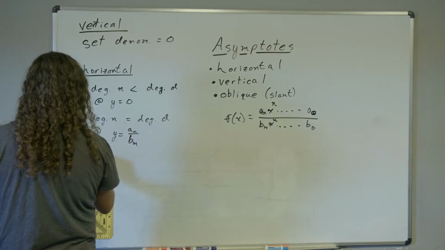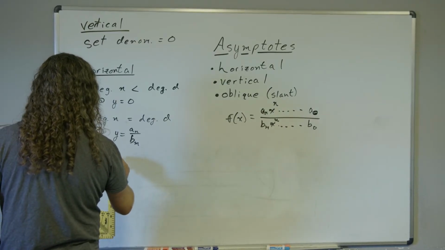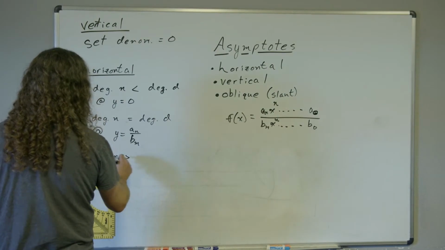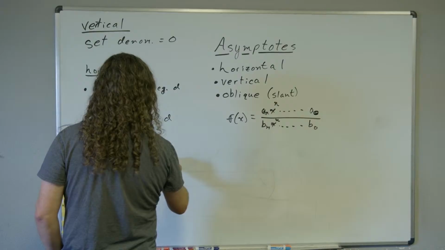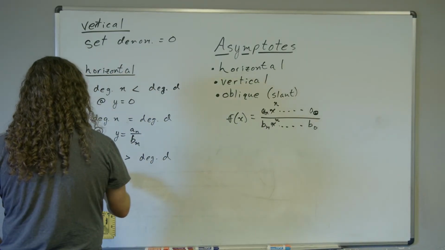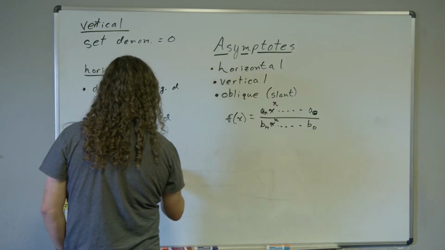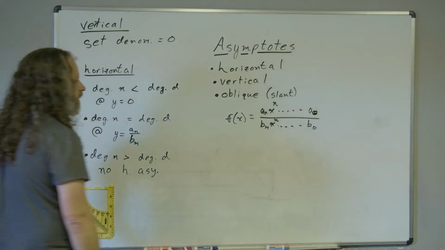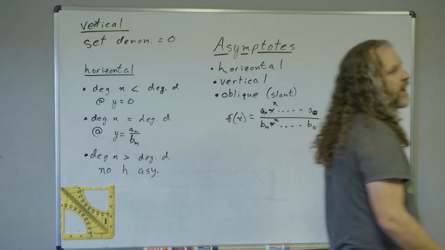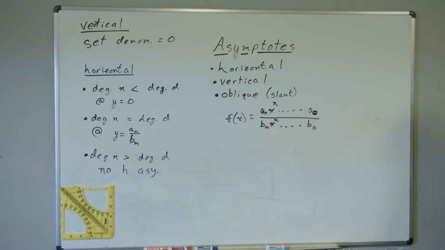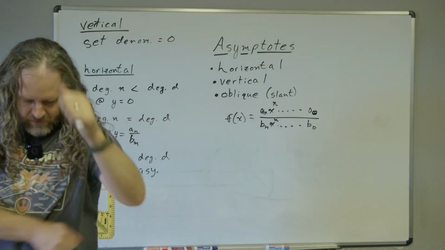What if the third option is true? If the degree of the numerator is greater than the degree of the denominator, there is no horizontal asymptote. It's a slant asymptote instead. Not necessarily, actually. But we'll talk about slant asymptotes in a minute. Let's do an example first before we get there.